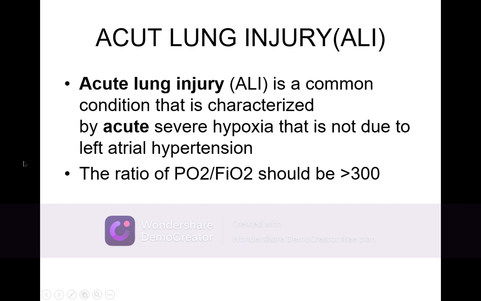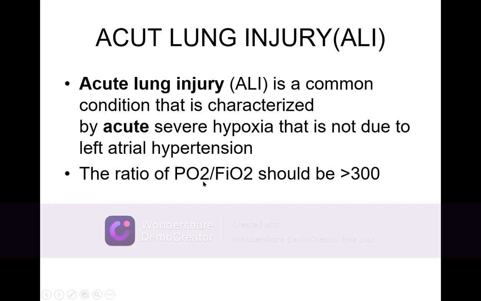Acute lung injury, that is why I told you that you should understand the terminology. Acute lung injury is a common condition characterized by acute, very severe hypoxia that is not due to left atrial hypertension. So it is not due to a cardiac problem; something else is going on, damage to the lung. Very quickly, the ratio of PO2 to FiO2, which I just mentioned, should be more than 300. You diagnose this condition on the basis of the ratio.